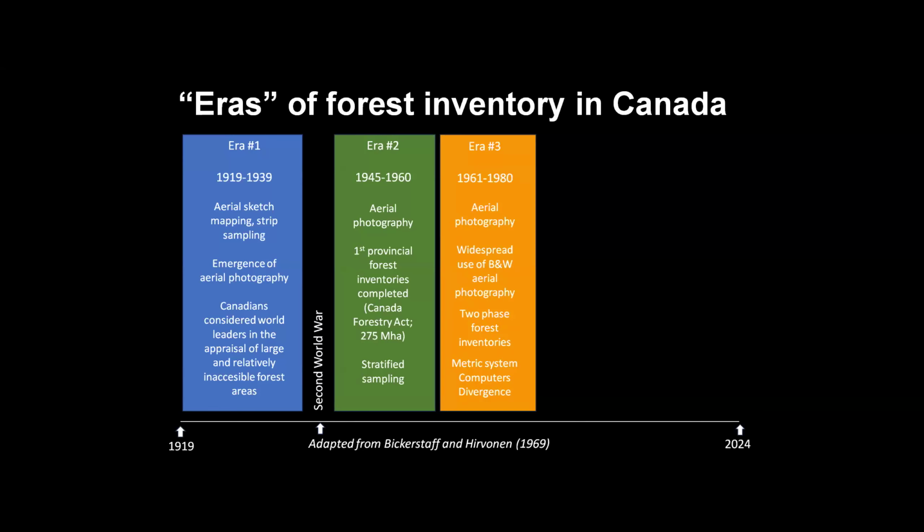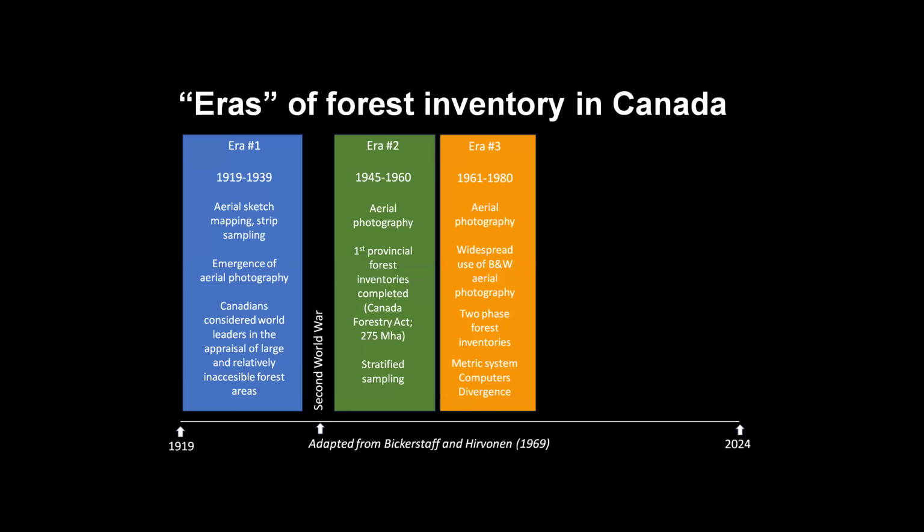From that emerged our standard 2-phase forest inventories, where we do the photo delineation and interpretation, followed by ground sampling. That's sort of been the de facto since that second era.